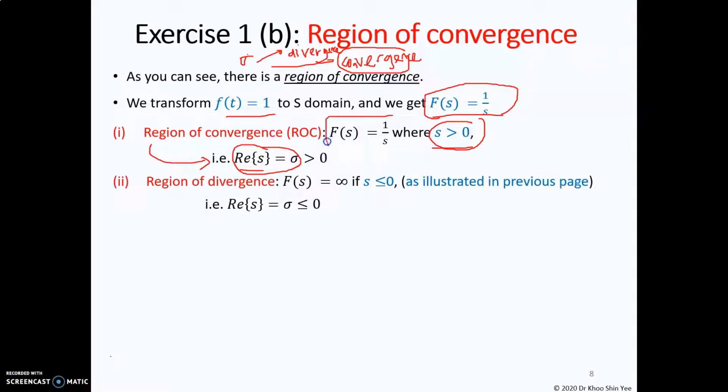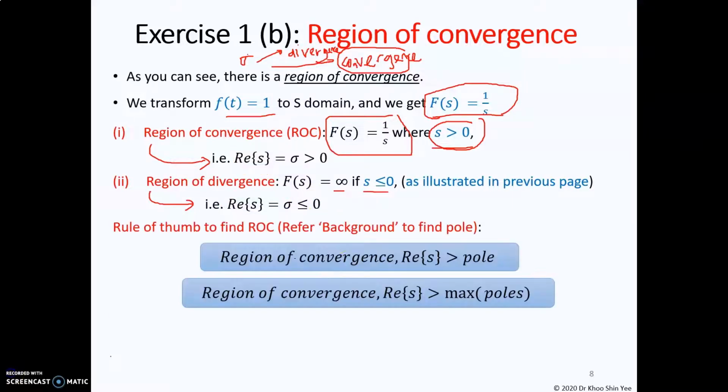And you should know that the F(s) equal to 1 over s is not valid outside the region of convergence, where you might get infinity or not a number in this region, where your s is less than or equal to 0. In specific, the real part for the s, which is the sigma, is less or equal to 0. We can use this rule of thumb to find the region of convergence. Depending on your pole, the region of convergence, which is the real part for the s, must always be greater than the pole. So if you have more than one pole, you choose the maximum one, and then the region of convergence must have the real part of s greater than this.